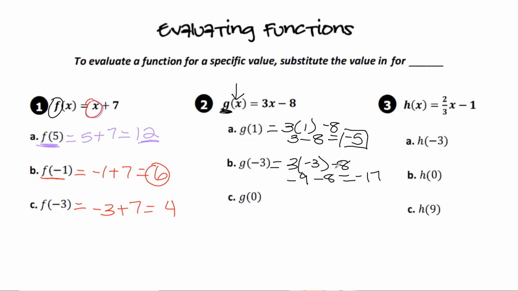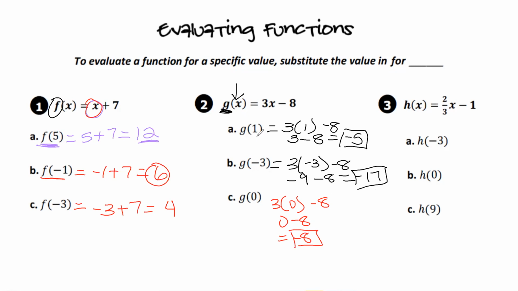Cool. Okay. On the next one, we're plugging 0 in for x. So we got 3 times 0 minus 8. 3 times 0 is 0 minus 8. 0 minus 8 is -8. How many of y'all got that one right? Good. Okay, we don't even need a calculator. Look at y'all, killing the game.